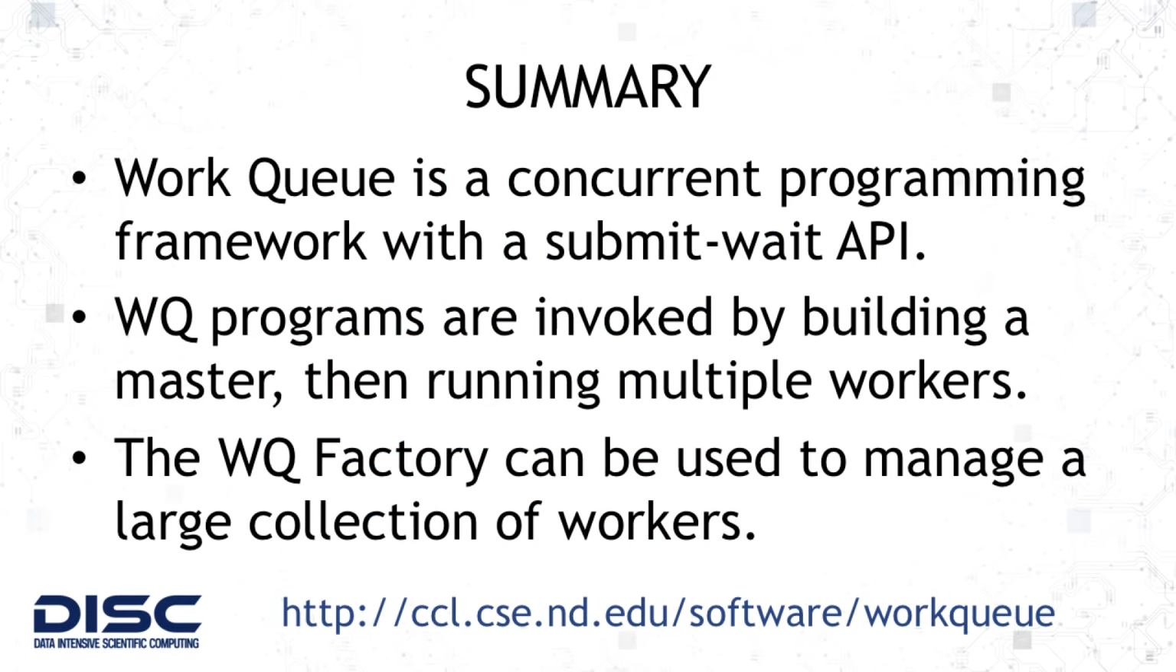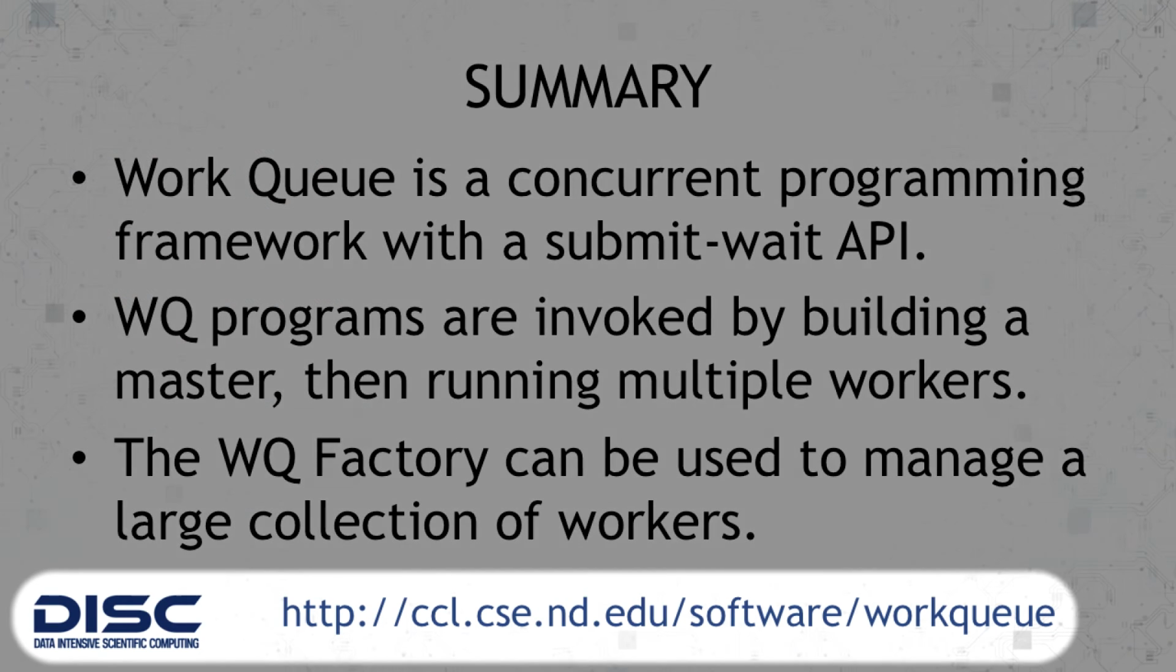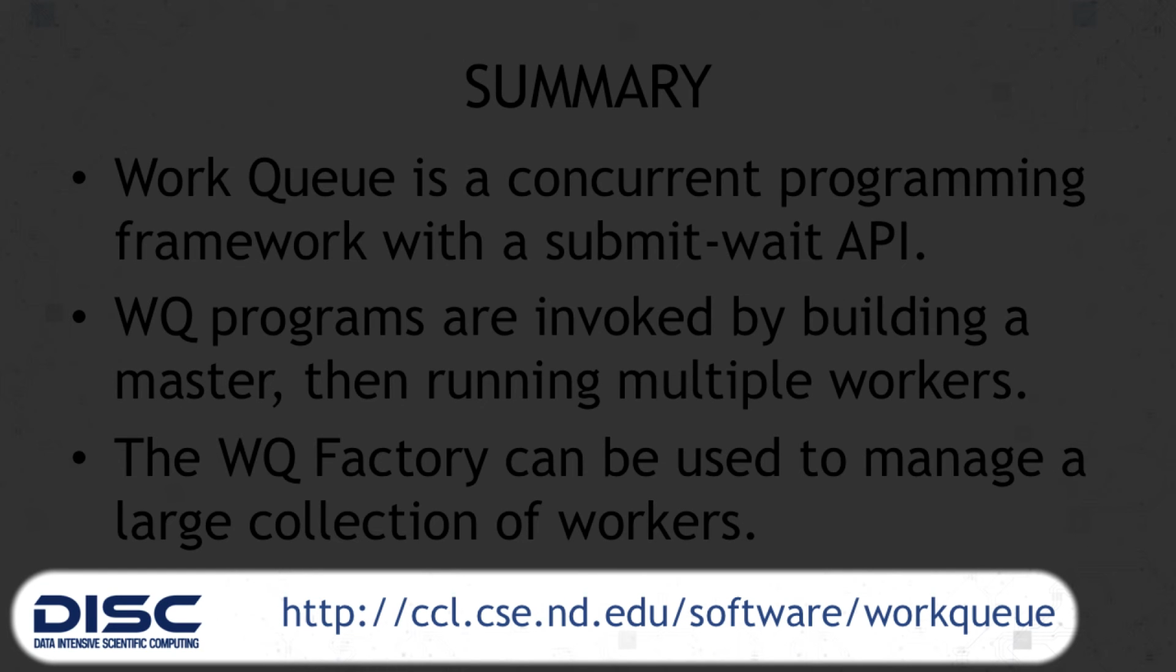So in summary, Work Queue is a concurrent program framework with a submit-wait API. Work Queue programs are invoked by building a master with some custom code, and then running multiple workers at all the resources that you're able to harness. Finally, you should use the Work Queue factory if you have a large number of workers to manage. To learn more, you can check out Work Queue at the URL below, which has manuals and examples and lots more information to get started.